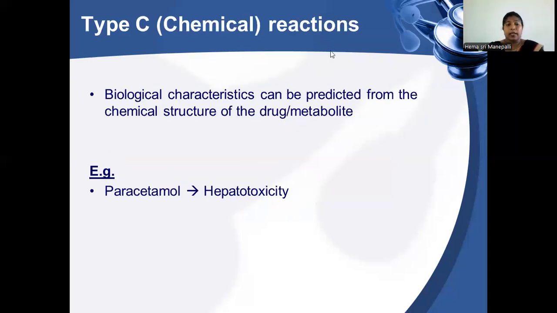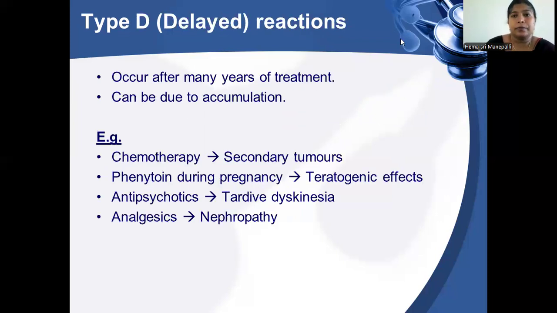Type C, chemical reactions. So biological characteristics can be predicted from the chemical structure of the drug or metabolite here. For example, paracetamol causes hepatotoxicity. Next, type D, delayed reaction. D indicates delayed. It means it occurs after many years of treatment and can be due to accumulation. So here the event or reaction happens after a long time.